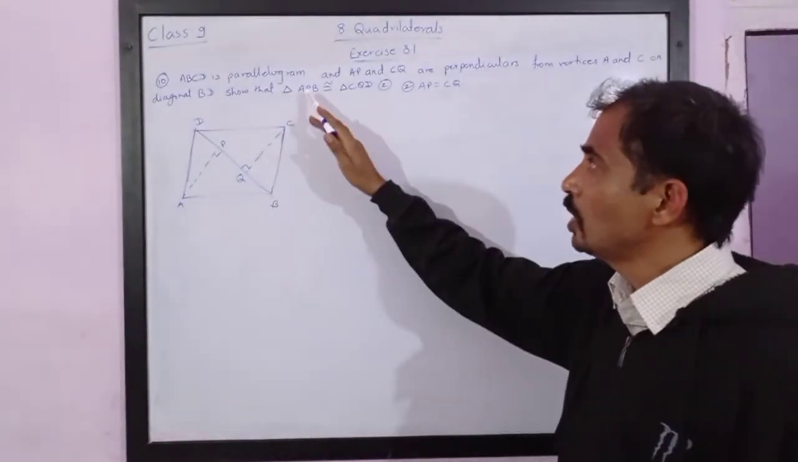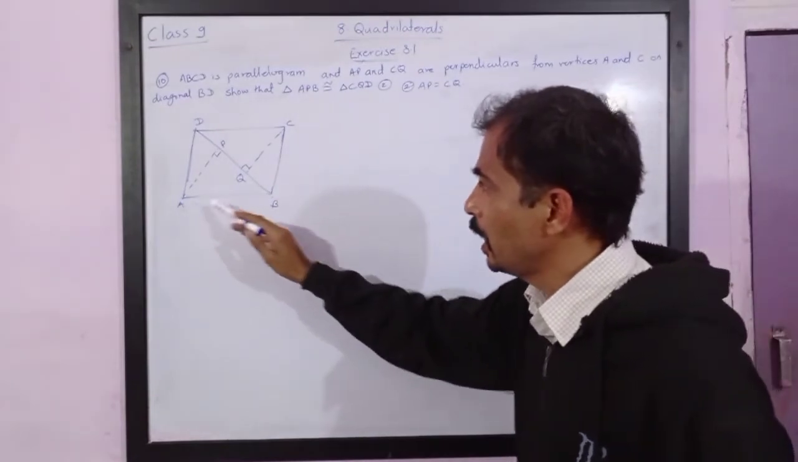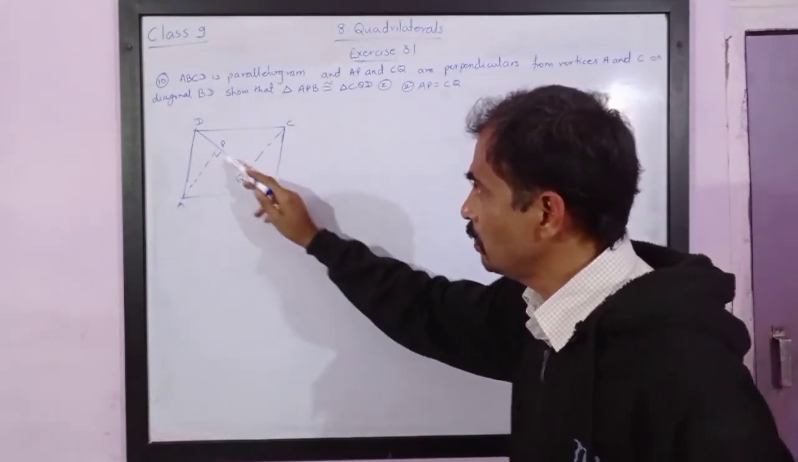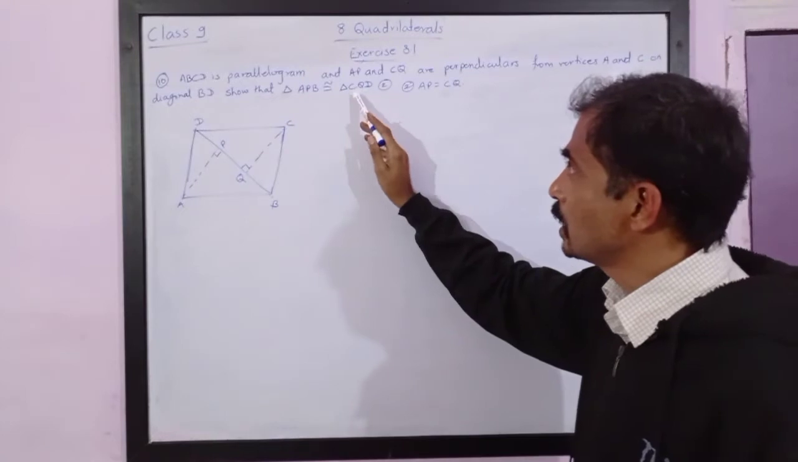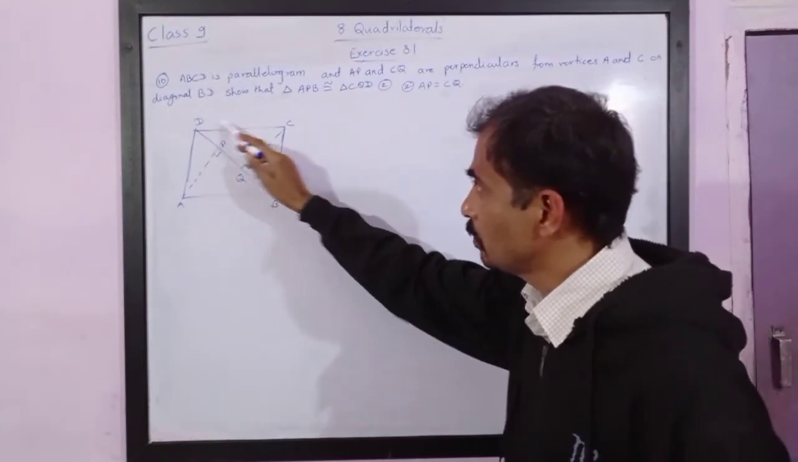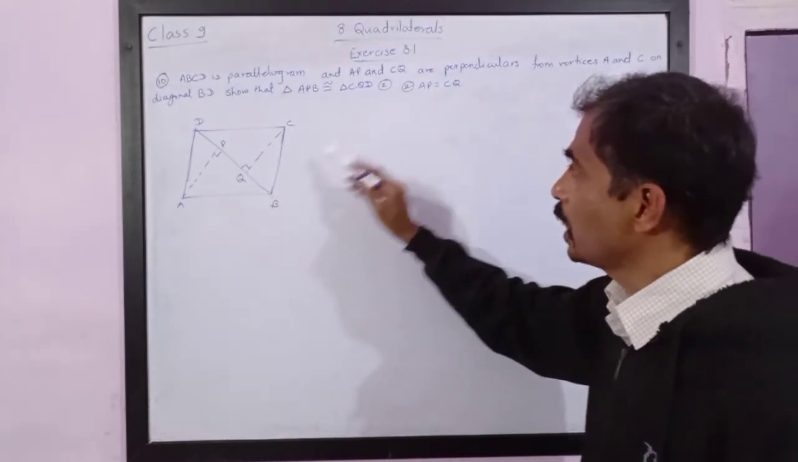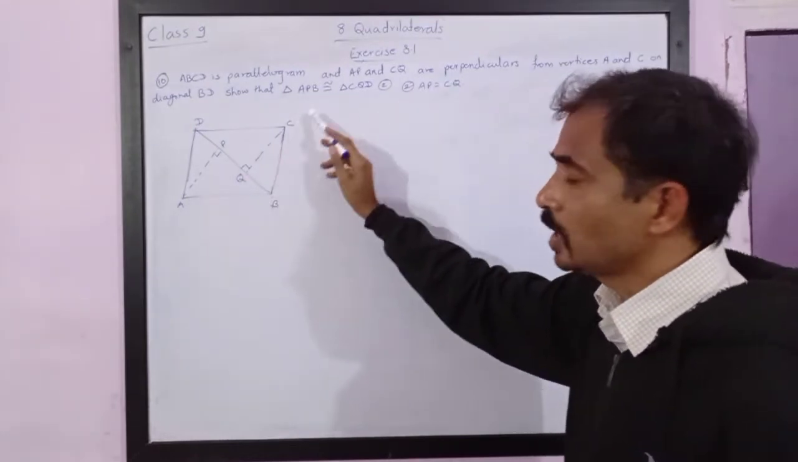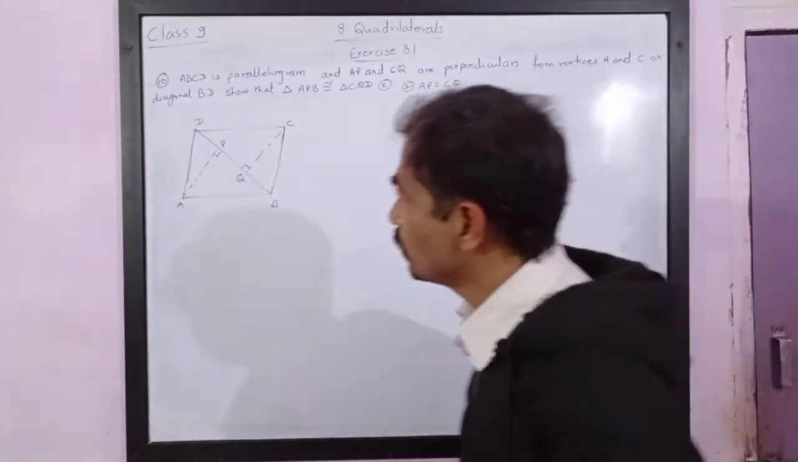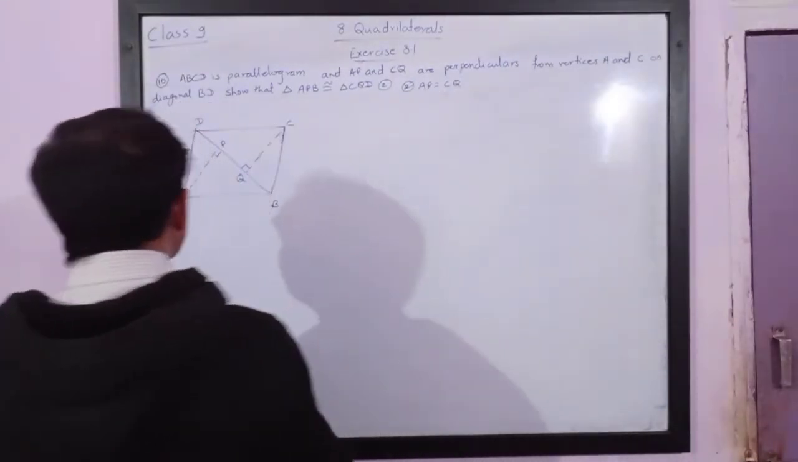We need to show that triangle APB is congruent to triangle CQD. CQD is this triangle. So this triangle is congruent to this triangle, and we have to show that AP equals CQ. So for this, how can it be shown, let us see.